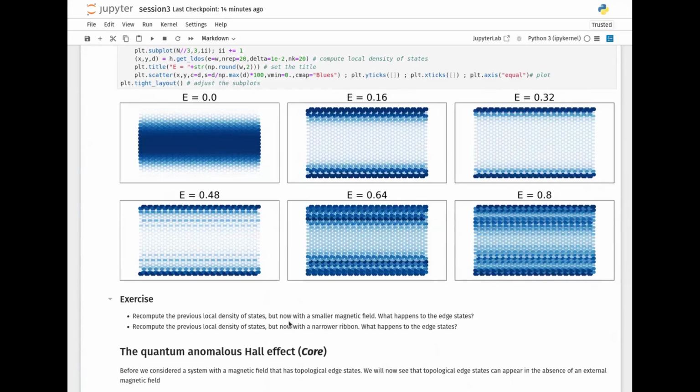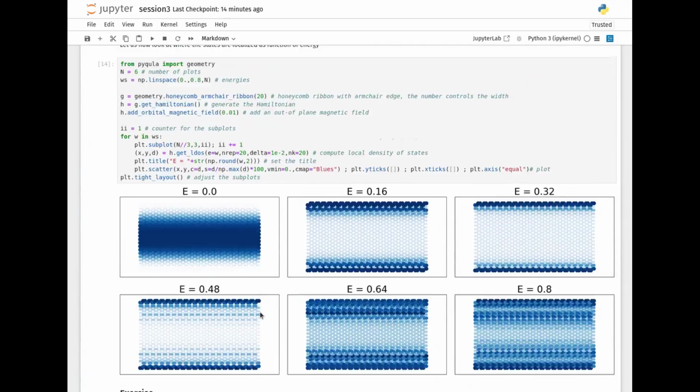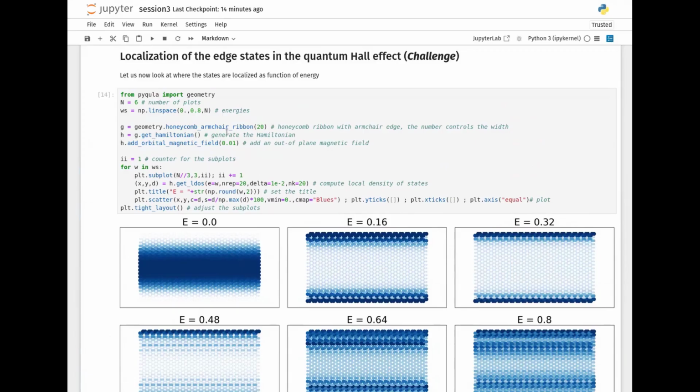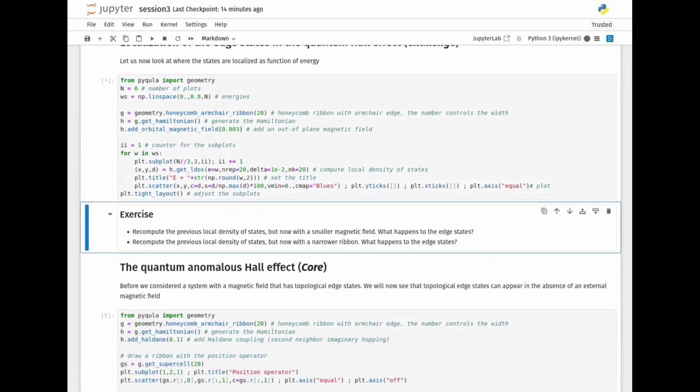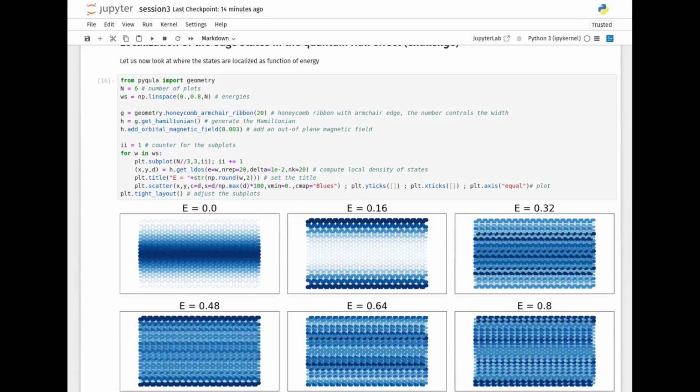And so now the first question is to recompute this with a smaller magnetic field. And so what we are going to do now is we are going to take just, let's say, 1/3 of the magnetic field, so 0.003, and see how the edge states and bulk states look like. And the most important thing is that, as you see now, the edge states are actually a bit more spread. They are a little bit more delocalized.